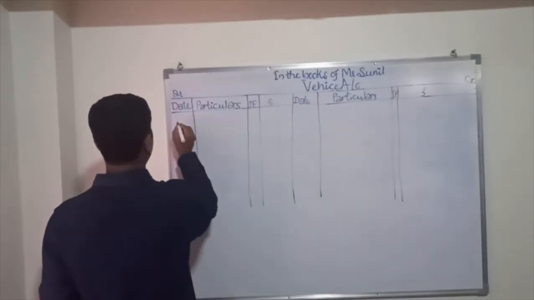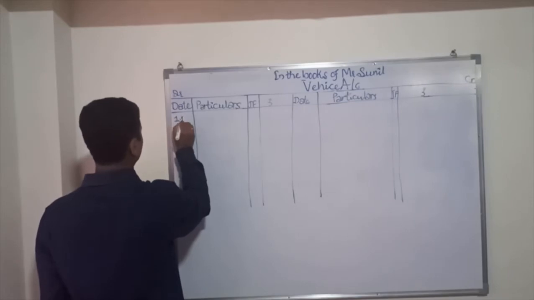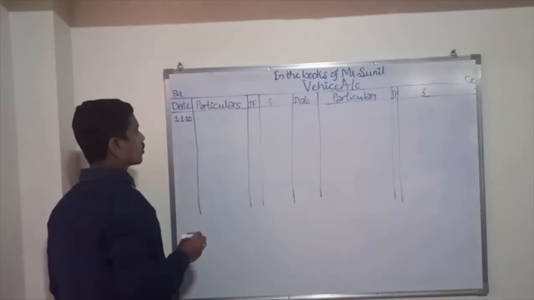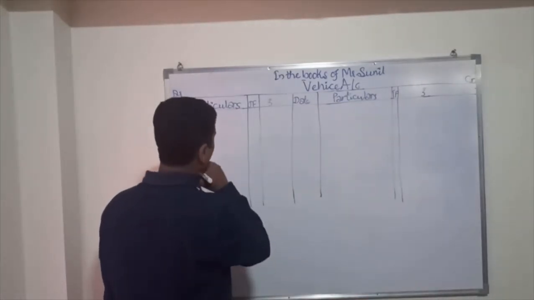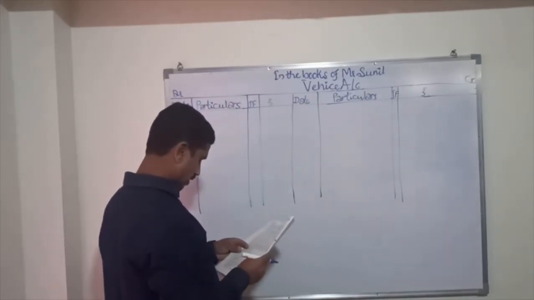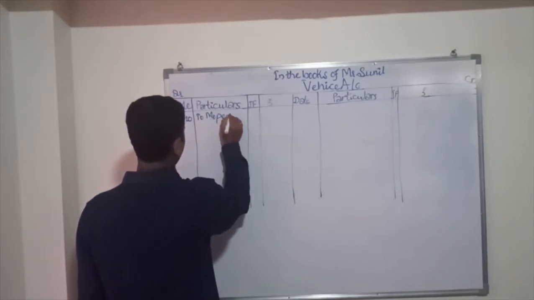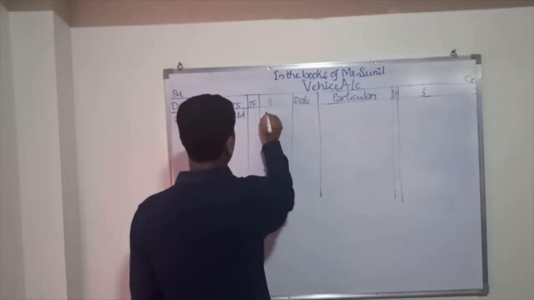So on 1/1/2010, when the down payment becomes due for payment, then it will be vehicle account debit to hire vendor. So who is the hire vendor here? Moped Limited. So Moped Limited 1000.